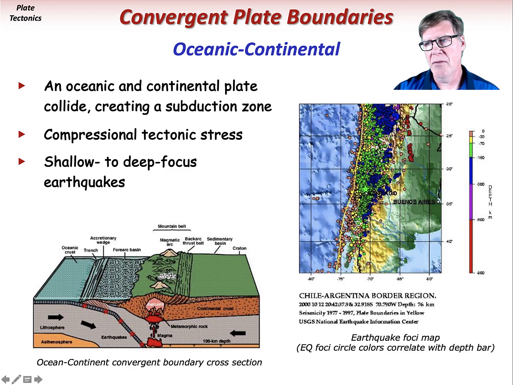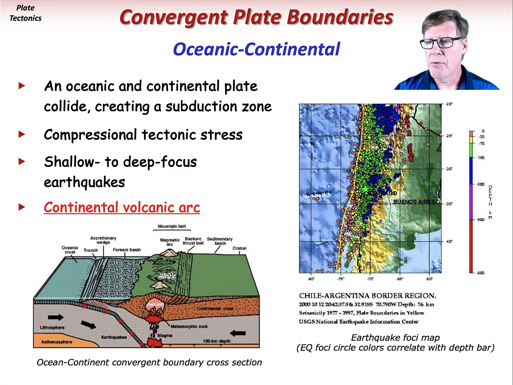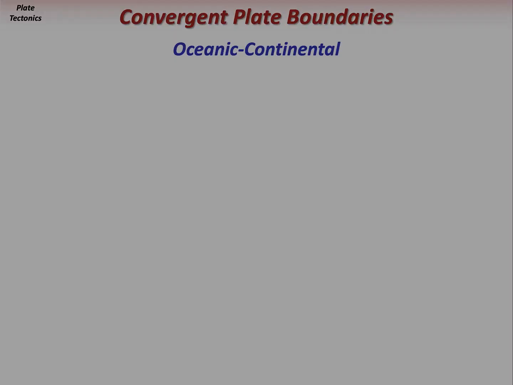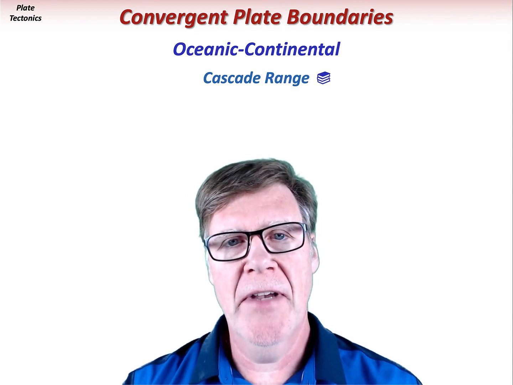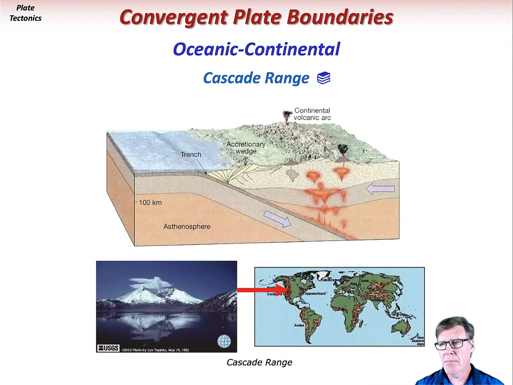This is an example of an ocean-continental boundary in South America. With that subduction, there is magma generation, and those magmas can rise and erupt on the overriding plate. In this case, it's a continental plate, so the line of volcanoes that is created, the volcanic arc, is a continental one, a continental volcanic arc. The Cascade Range of western North America is an example of a continental volcanic arc.